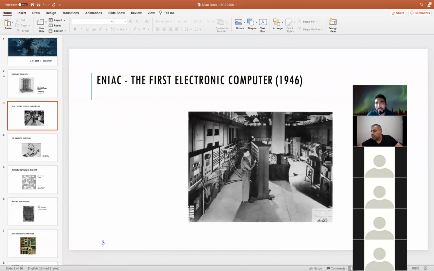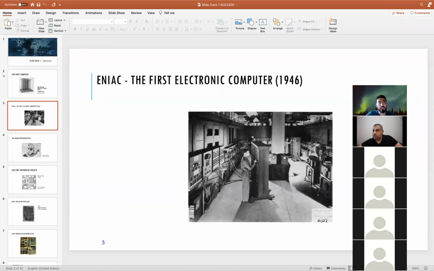Then, fast forwarding to World War II, we had the first electronic computer, the ENIAC. These are historically accepted as the first: the first computer, which was mechanical, and then the first electronic computer. And this electronic computer was all made from vacuum tubes. So it was not made from semiconductors.